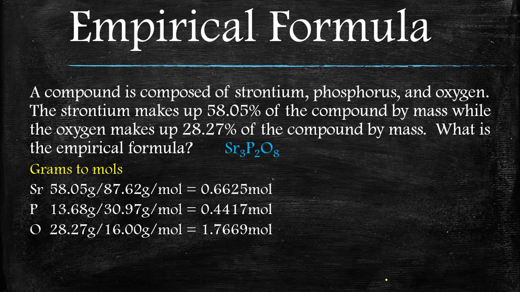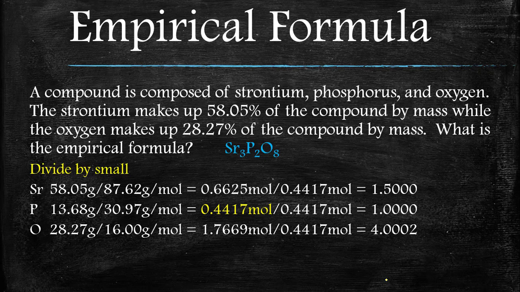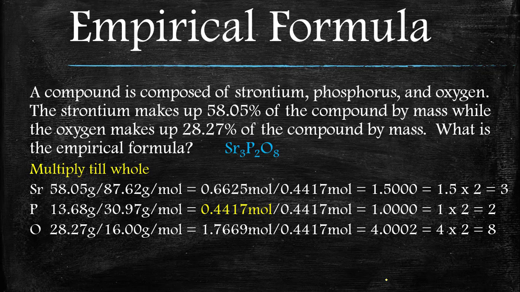Grams to moles, divide by the atomic masses, divide by small, which is 0.4417. So you do that and get these values, which round to these values, and obviously the strontium is not a whole number. So we're going to multiply till whole. 2 is the obvious candidate. And when we do that, we end up with strontium 3, phosphorus 2, oxygen 8.